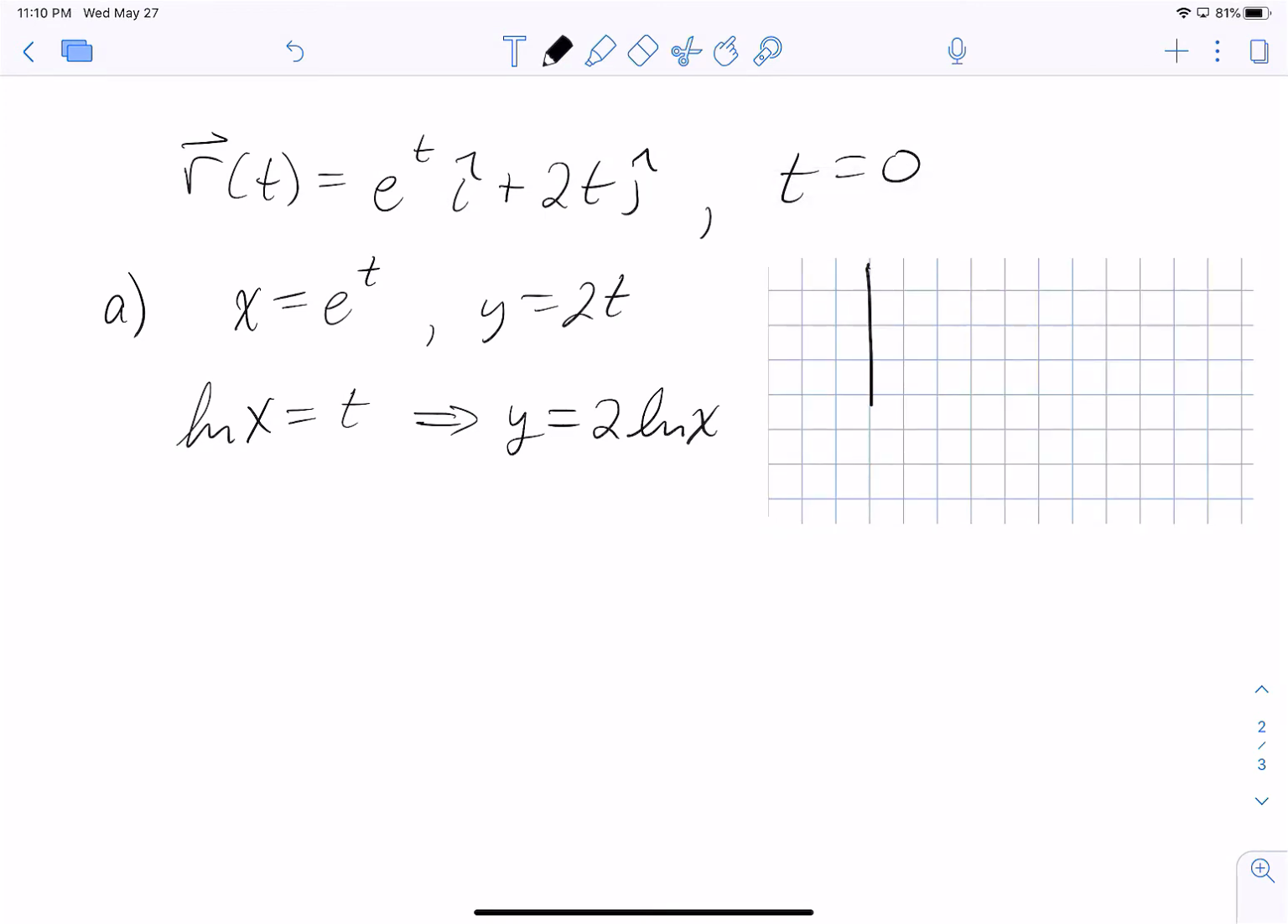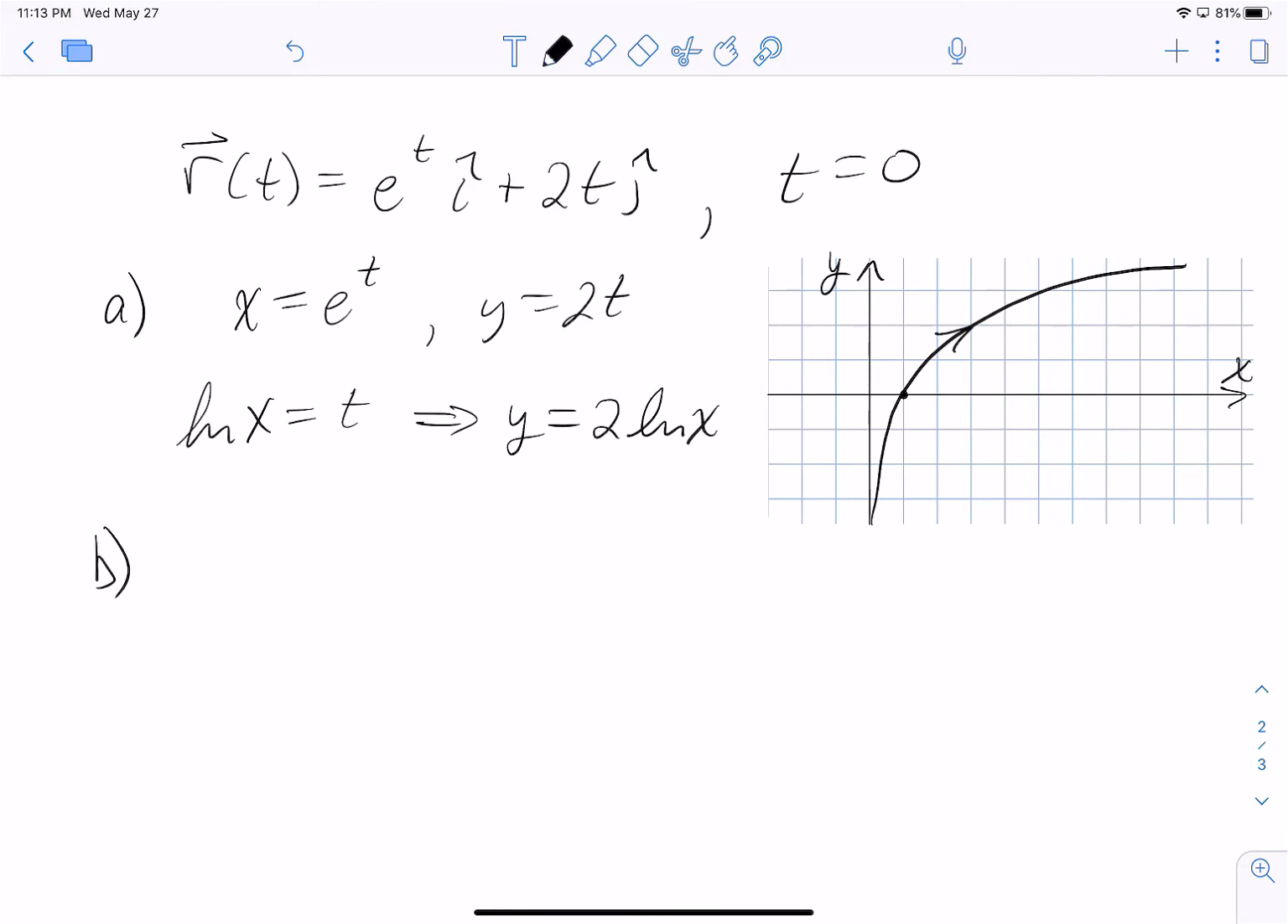Give myself a y-axis and an x-axis. Our curve goes through the point (1, 0), and it's got the shape of a logarithm scaled up by a factor of 2. And that's roughly our curve. You know what, I did something that I do out of habit. I put an arrow on both ends of this curve, and I shouldn't have. This curve has a direction as t increases, but we can see that as t increases, both x and y increase, and so this grows in the direction in which I drew it.